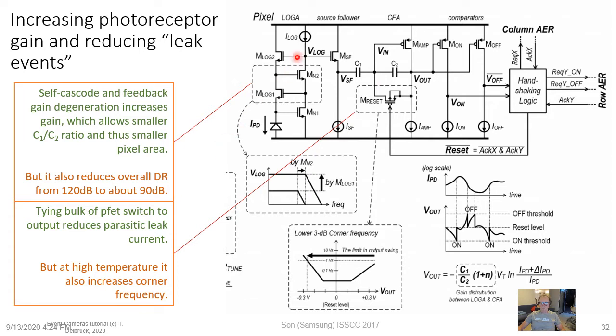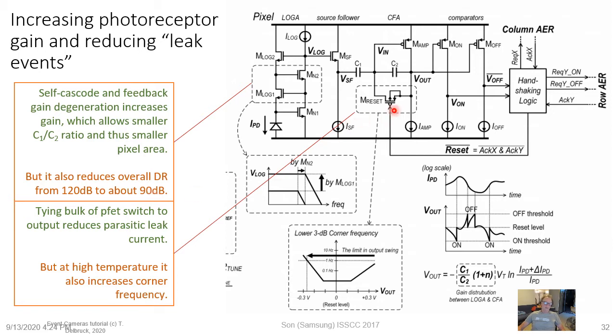At the same time, this increased voltage gain at the front end, together with this limited supply voltage, decreases the overall dynamic range from about 120 dB to about 90 dB. That's usually fine for most applications, but it does mean that the pixel can saturate under extremely bright illumination.